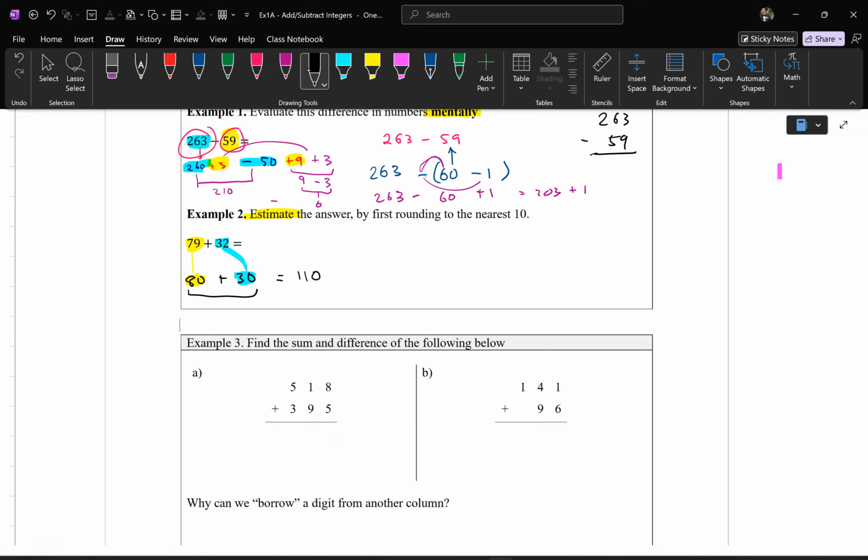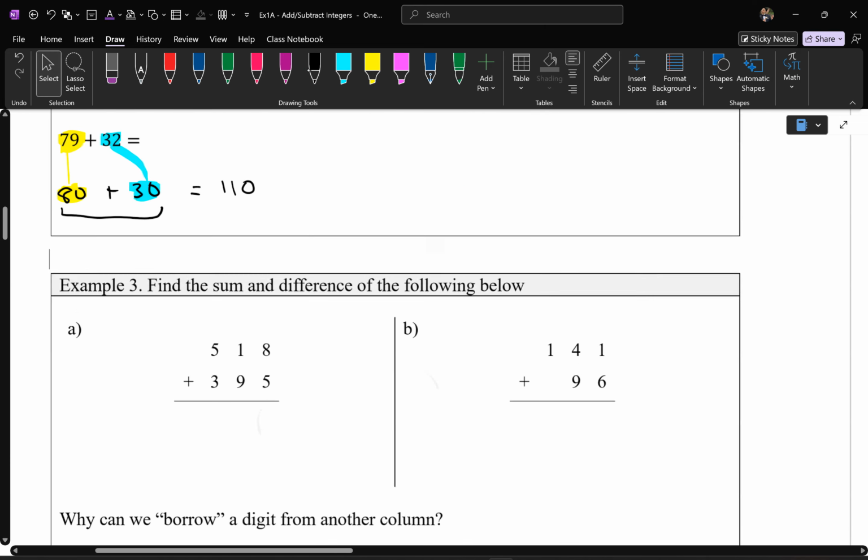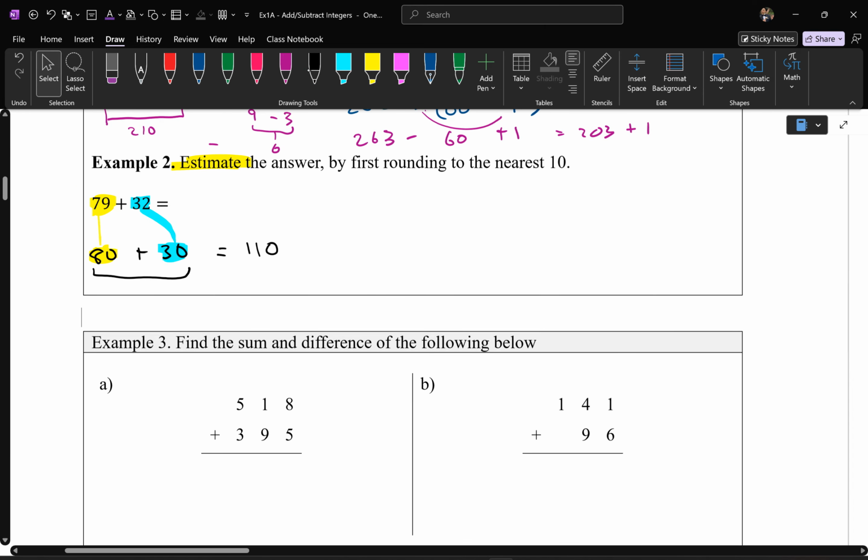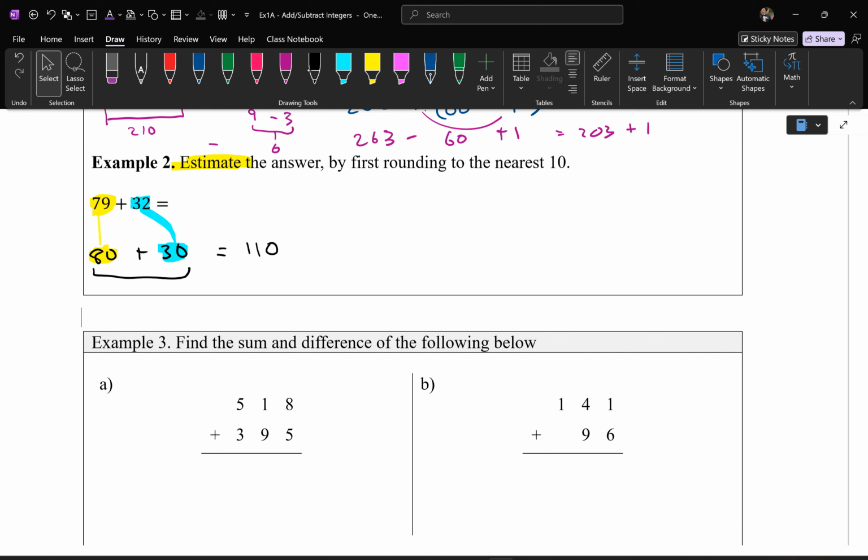How this works is you literally add all of the column units, add all the tens together, and then you add all the hundreds together. So let's do a bit of maths here. Starting with the units column, this is the units column. We're going to add all the units together. 8 plus 5 is equal to what?